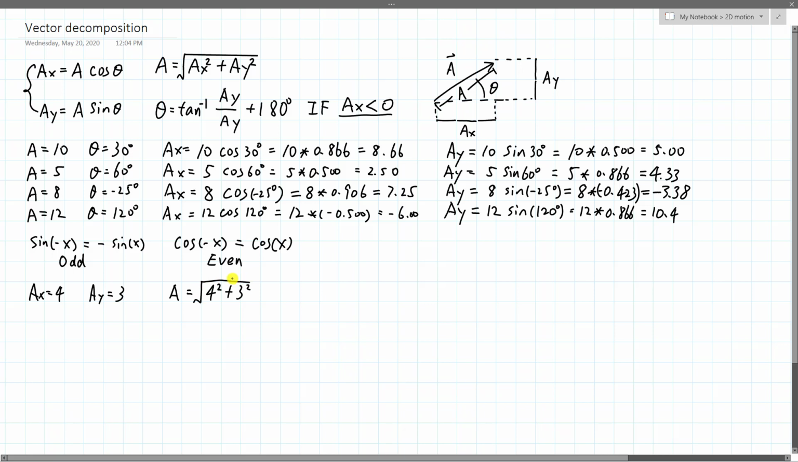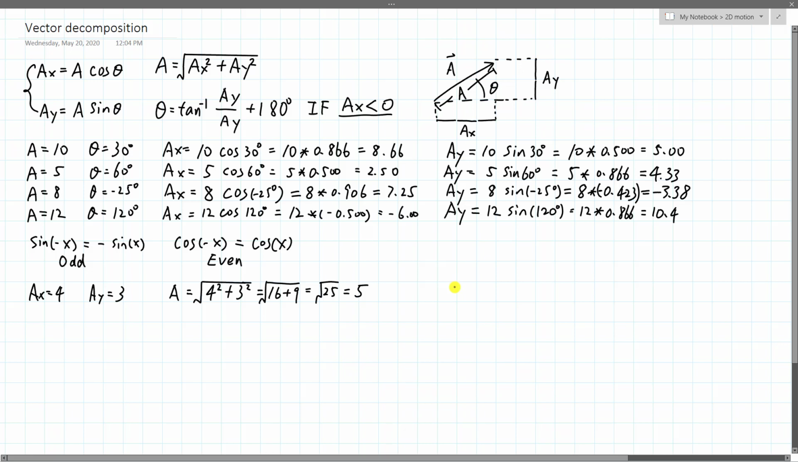Oh, I probably should have used a ruler. Okay, so what's this value? If you're familiar with this, it's a 3, 4, 5 right angle triangle. So 4 squared is 16, 3 squared is 9, 16 plus 9 is 25. Okay, so square root of 25. Let's write it down. And that is 5. So we got the magnitude from the components.